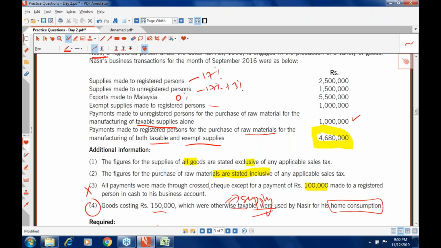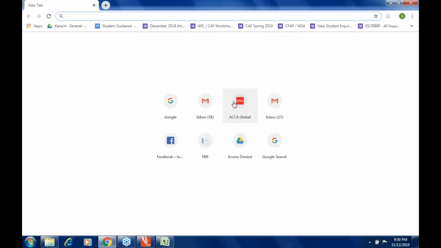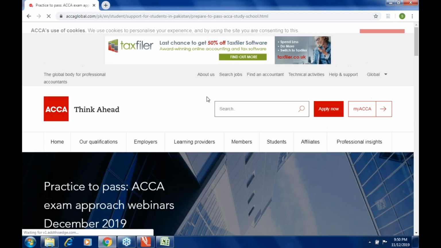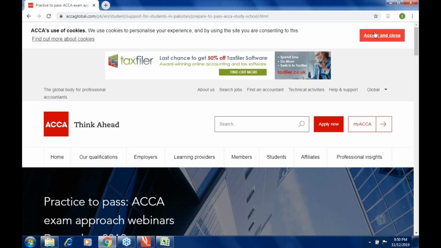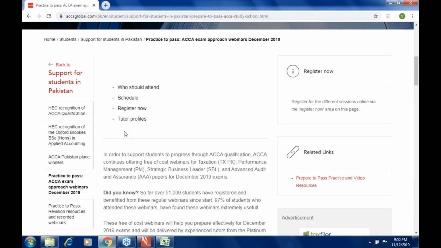The paper Taxation Pakistan variant is not attempted by many in Pakistan. What ACCA Pakistan figured out was that the major reason for students not attempting this paper was the lack of resources. So in order to overcome this issue that the students face, they planned to conduct exam revision sessions for the paper F6 Pakistan variant.